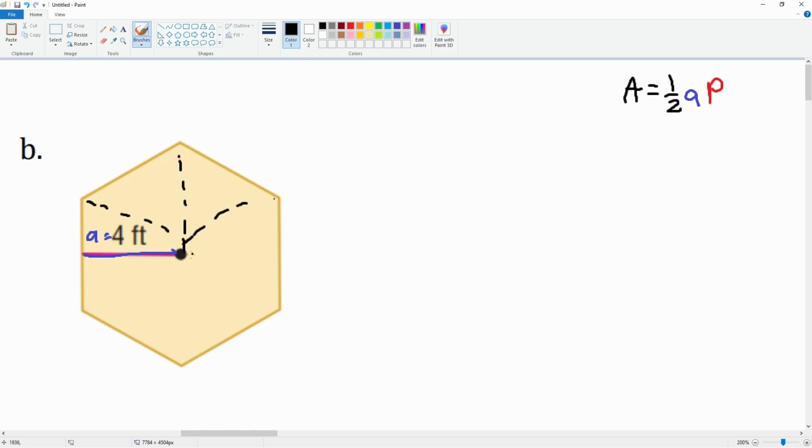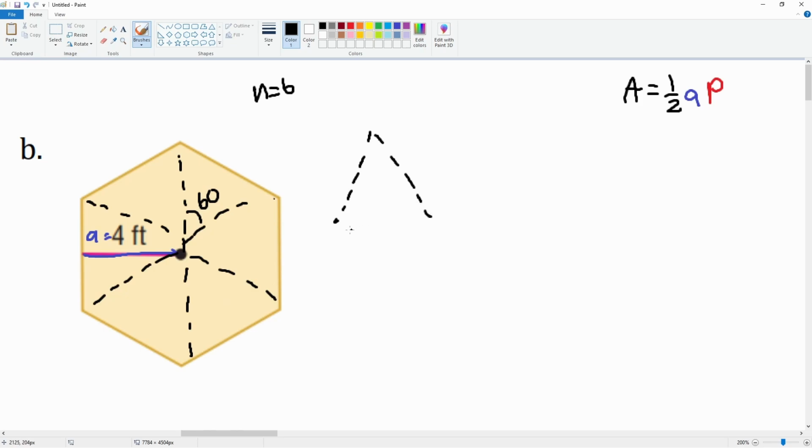So how many triangles are here? This has 6 triangles, so n is equal to 6. Because there are 6 triangles, 360 divided by 6 means each triangle here is 60 degrees. So far, we know that each triangle here is 60 degrees.